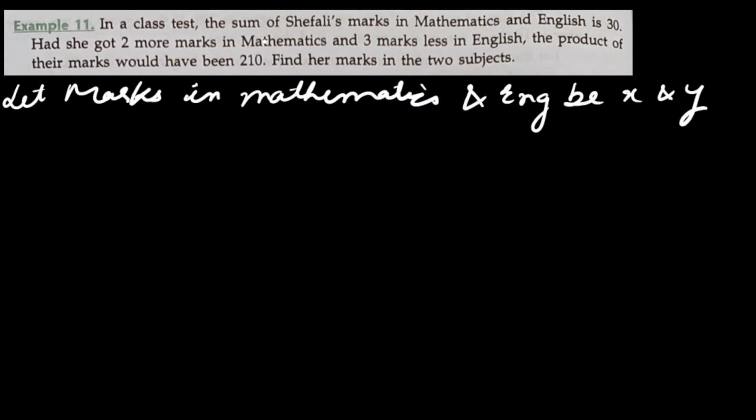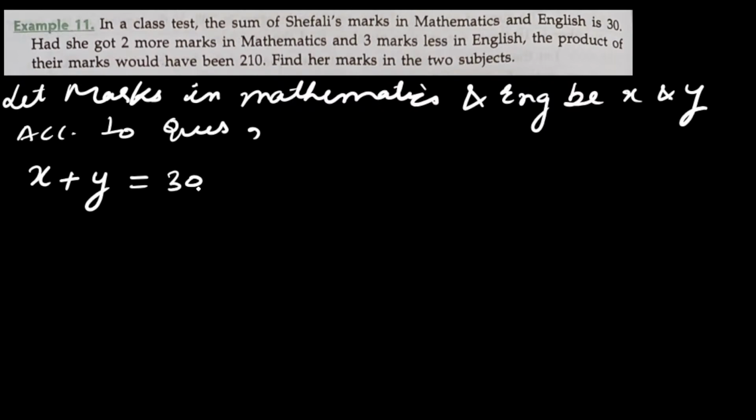So now what is given to us? Sum of marks is given to us. From the first line itself, it's given sum of Shefali's marks. Sum in maths is addition. So according to the question, the sum of the two marks, X plus Y, is equal to 30. I can mark it as equation 1: X plus Y equals 30.